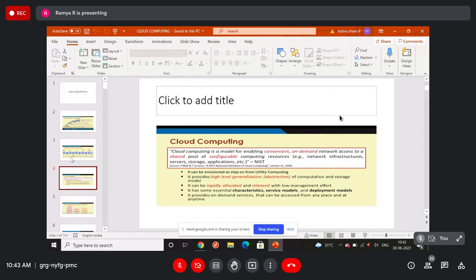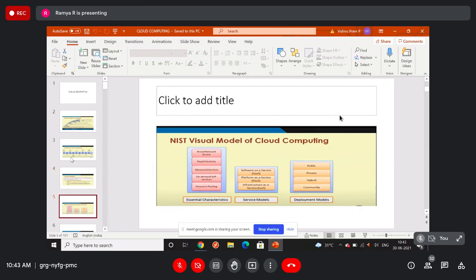Now if you see, cloud computing is a model for enabling convenient on-demand network access to a shared pool of configurable computing resources. It provides on-demand resources like network infrastructure, servers, storage, and applications. This is the definition given by NIST, the National Institute of Standards and Technology. So this is cloud computing.